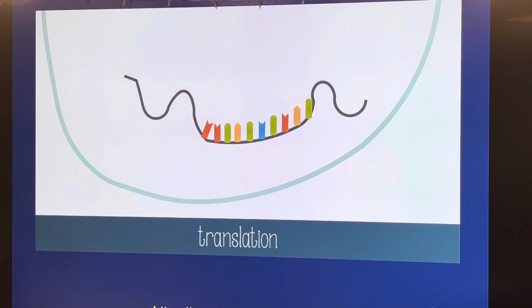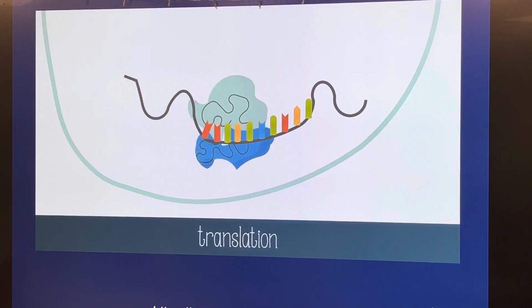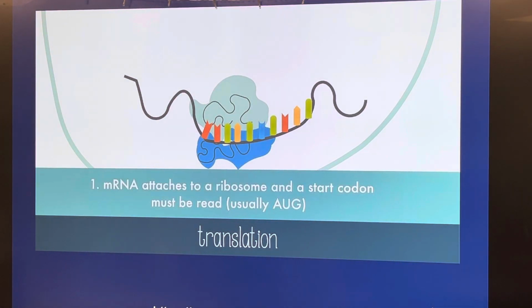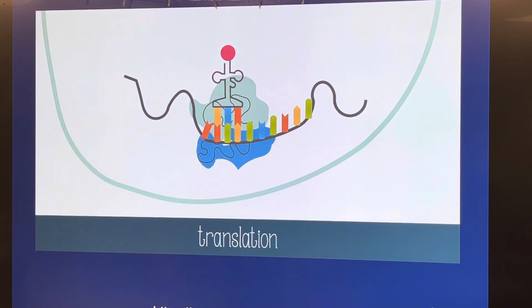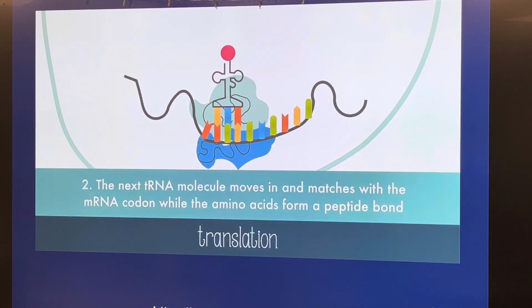To get translation started, mRNA attaches to a ribosome, and a start codon must be read. It's usually AUG, and I remember that school starts in August, and that helps me remember AUG. The first amino acid is brought in by tRNA. The anticodon on tRNA matches up to the codon on mRNA. Then the next tRNA molecule moves in and matches up with the mRNA codon.